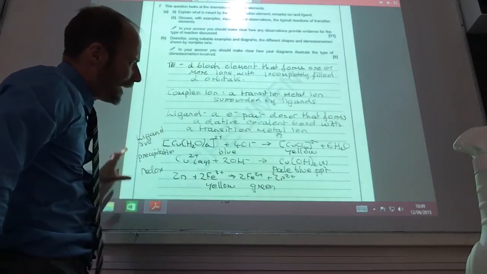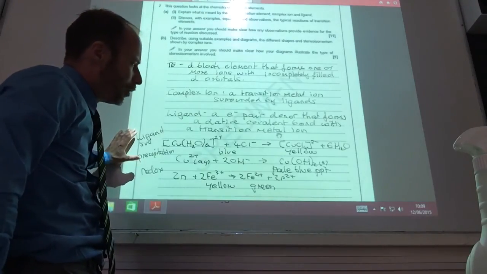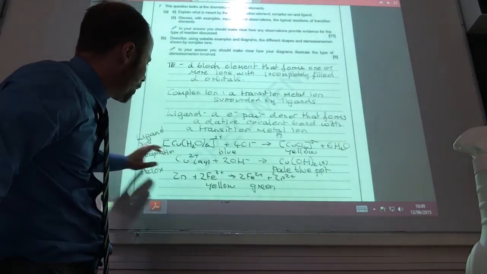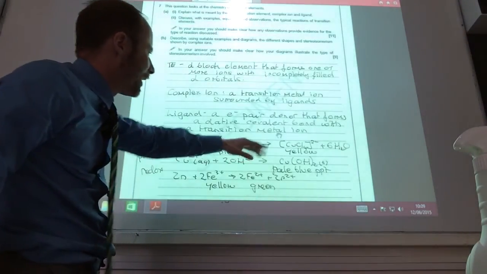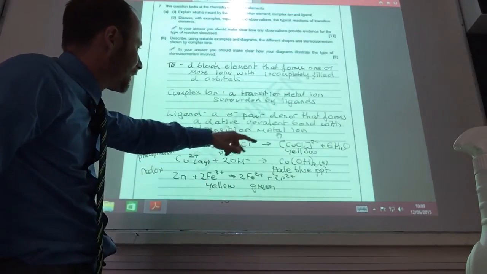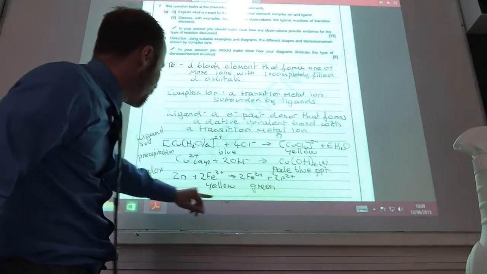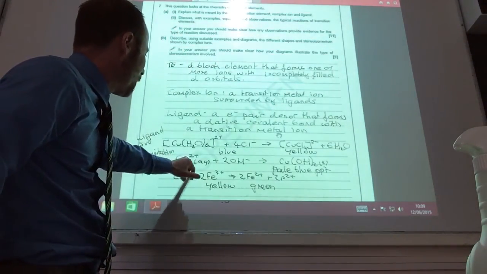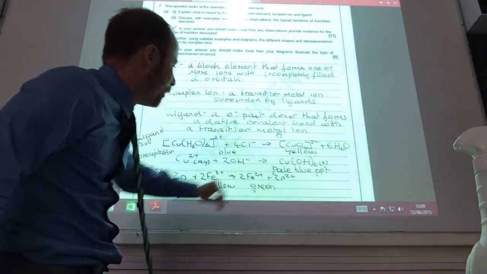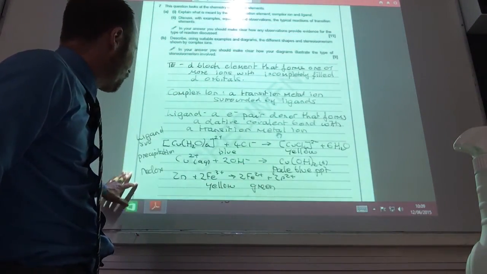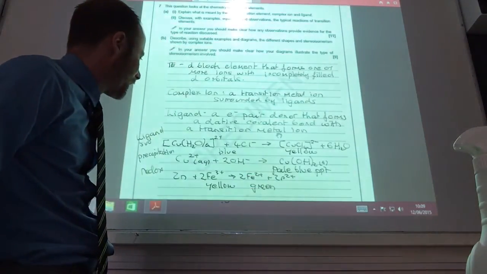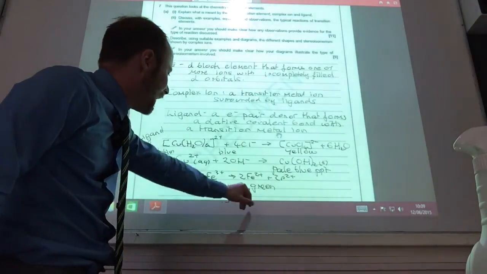You've then got the equations that you need to know for transition elements. First one, ligand substitution: copper 2+ plus chloride ions, giving you the chloro complex. So I'm substituting the water ligands for chloride ions, and that goes blue to yellow. Precipitation reaction: copper plus hydroxide ions give me copper 2 hydroxide, which is a pale blue precipitate. And a redox reaction: zinc reacting with iron 3+ gives me iron 2+ and zinc 2+. That goes from yellow to green.